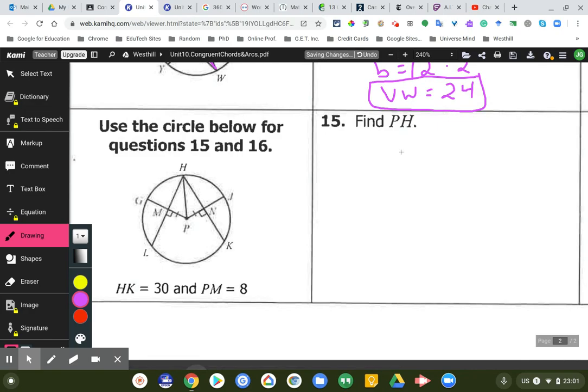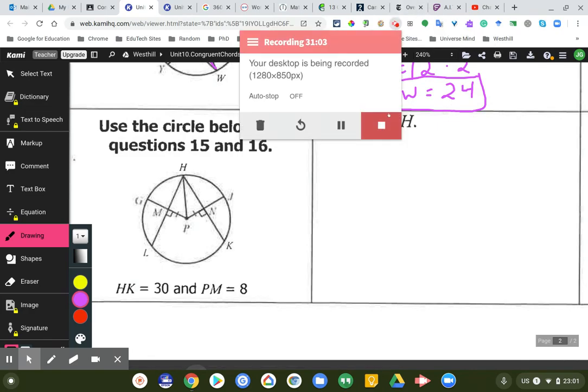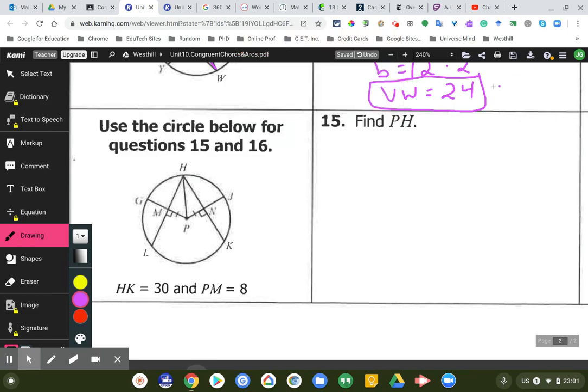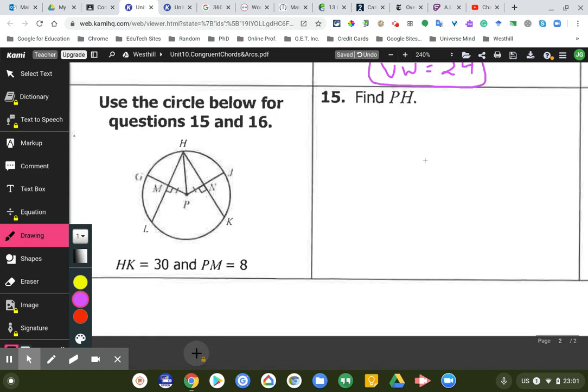All right, pH. Let's just make sure I'm still recording. All right, cool. Good. Oh, undo that little dot. All right, cool. Number 15. Find pH. Oh, okay. This is even easier, okay?